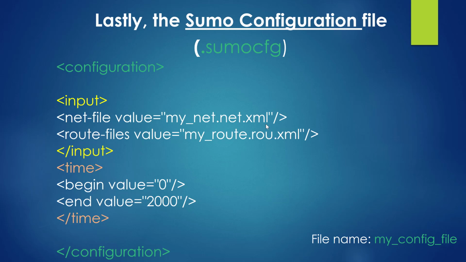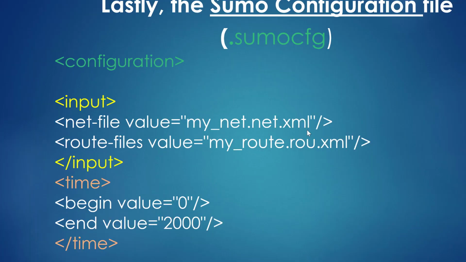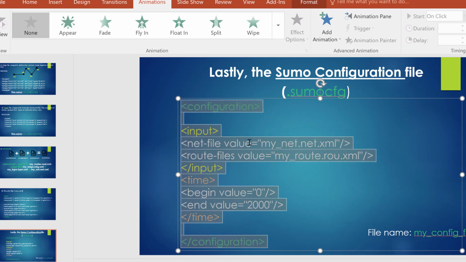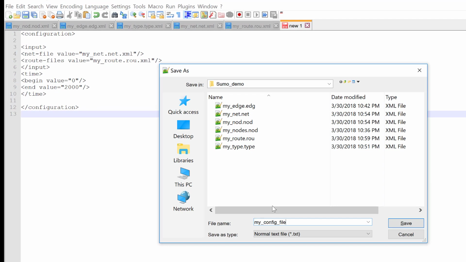And we also have the time. We set the time. The beginning is 0 seconds and the end time is 2000 seconds. Again, you can change these values. So this is the simulation length. We'll just copy this and paste it into a text editor and save it as my config file .sumo.config and save it.